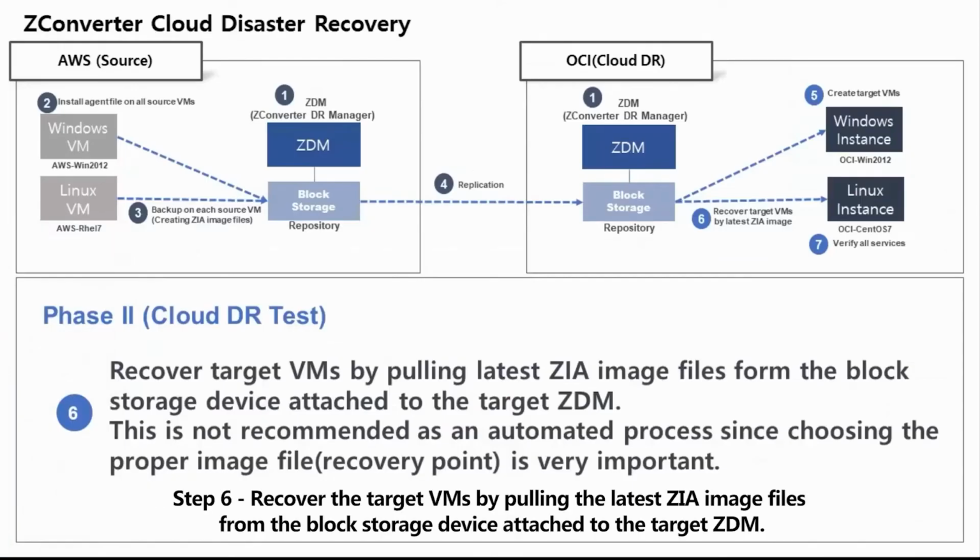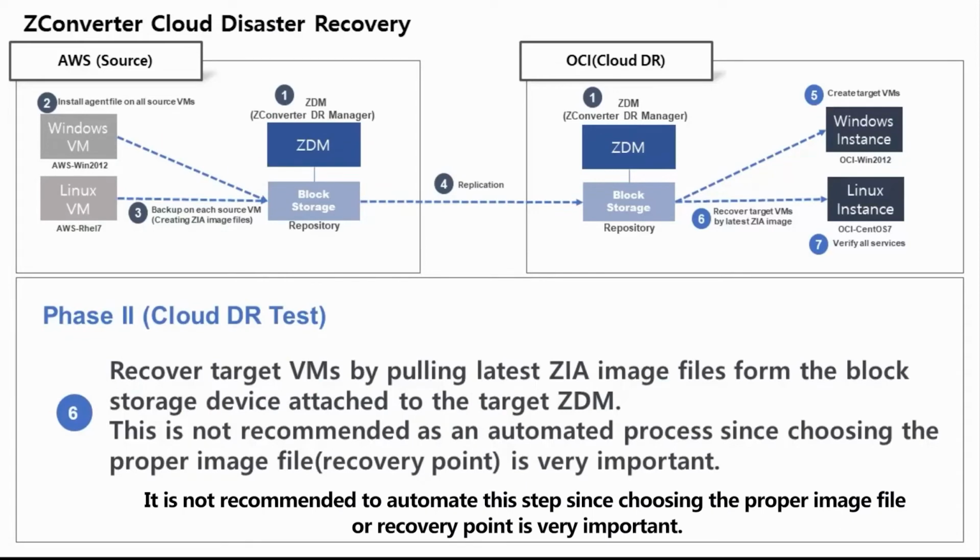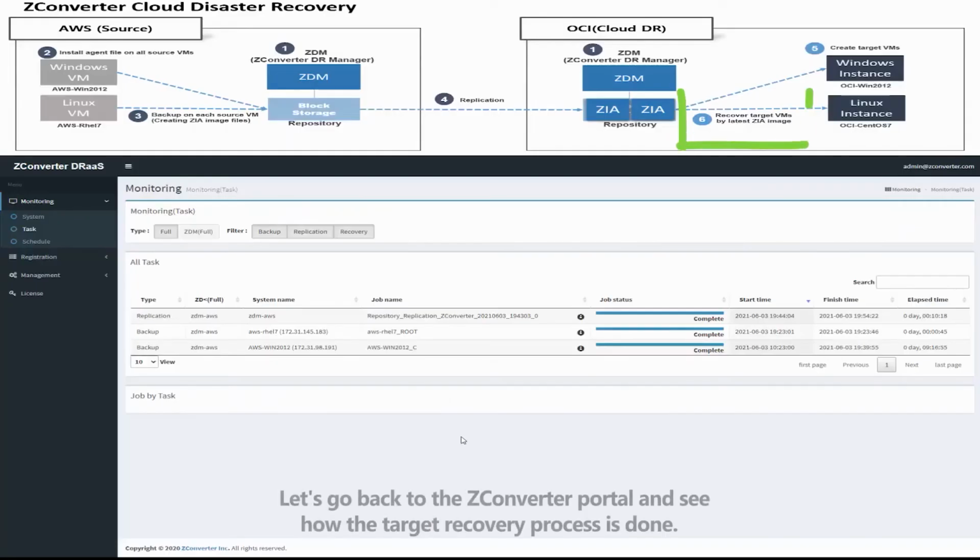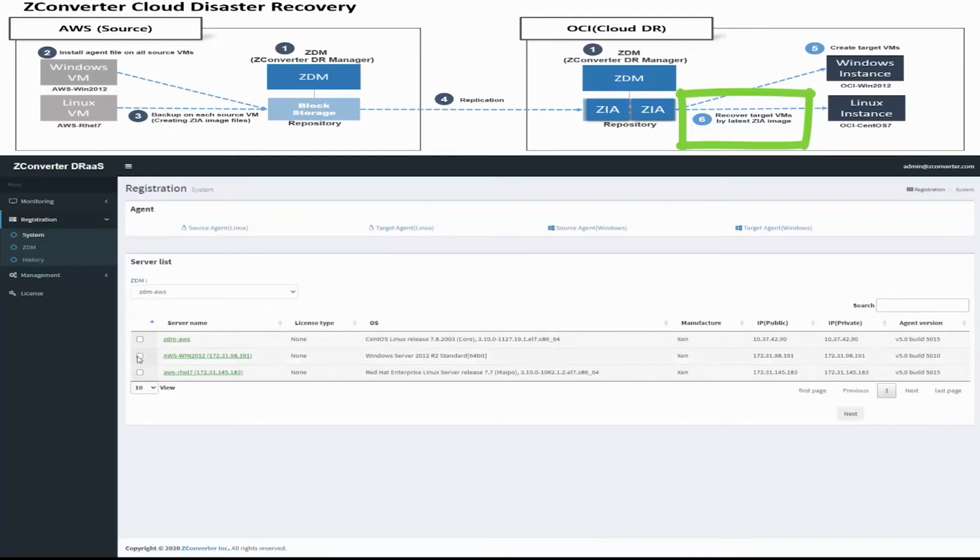Step 6 is to recover the target VM by pulling the latest ZIA image file from the block storage device attached to the target ZDM. It is not recommended to automate this step since choosing the proper image file or recovery point is very important. Let's go back to the ZConverter portal and see how the target recovery process is doing.